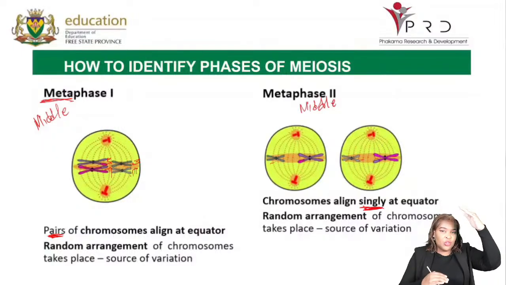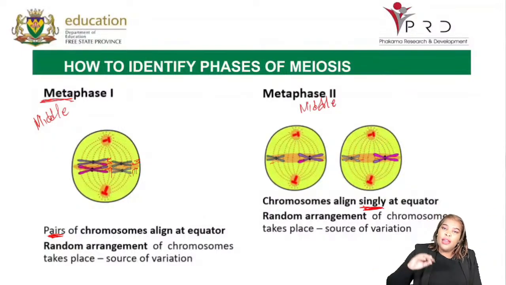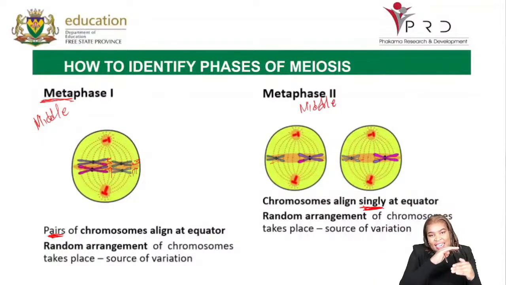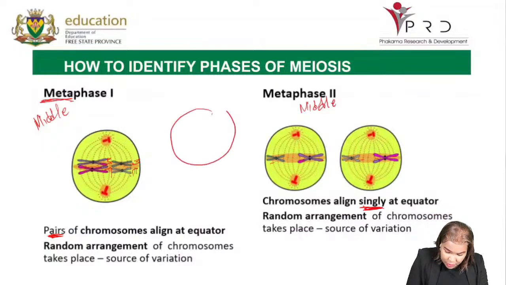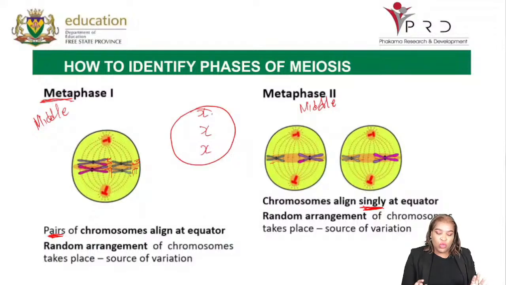So they were separated during the first division. Now they are arranging themselves later on in the second division. In metaphase, they are arranging themselves at the equator singly. So once you see a diagram that has chromosomes like this, without any doubt, you must just say, this is metaphase 2.